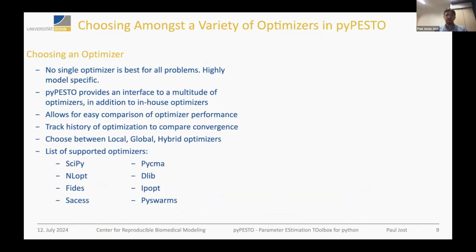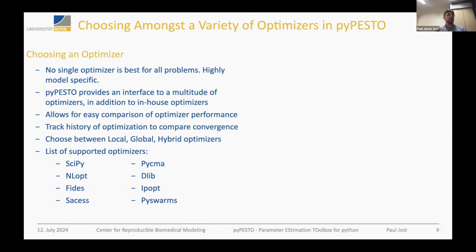Okay, next step, choosing amongst a variety of optimizers. So as I said before, there's a multitude of optimizers. And the sad message is there's not a single optimizer that is best for all models. There are optimizers that are much better for specific types of models, but there are also different types. And so it's highly model specific. And this is why it's a common scenario that you do parameter estimation for a few steps with a few optimizers and then see who's the one that's best performing and then choose this one for the actual optimization.